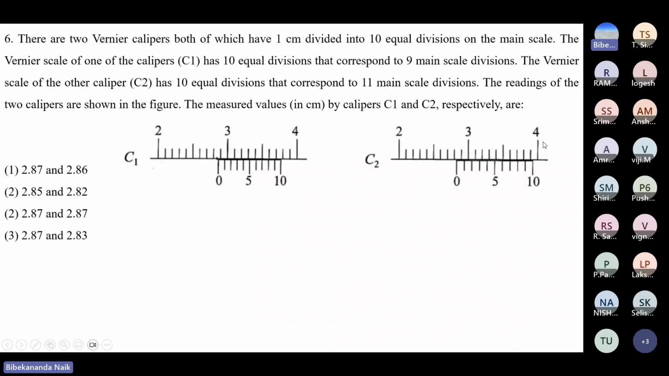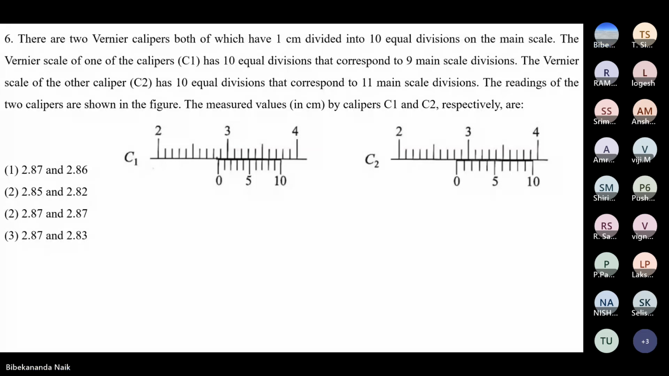To our sixth question of the day. The question is, there are two vernier calipers, both of which have 1 centimeter divided into 10 equal divisions on the main scale. But the vernier scale of caliper C1 has 10 equal divisions that correspond to 9 main scale divisions. The vernier scale of caliper C2 has 10 equal divisions that correspond to 11 main scale divisions. The readings of the two calipers are shown in the figure. The measured values in centimeter given by calipers C1 and C2 respectively are these.